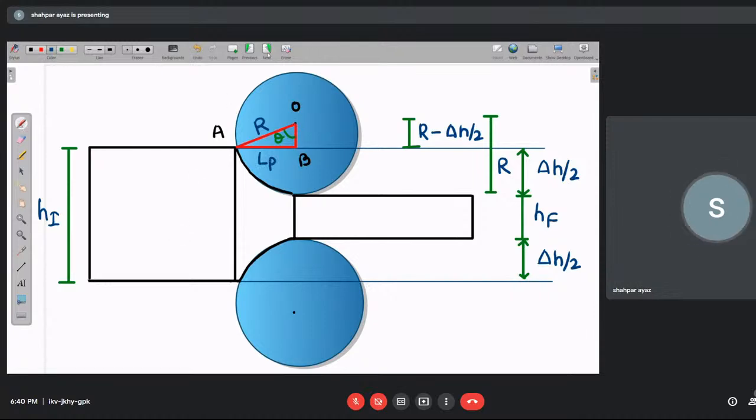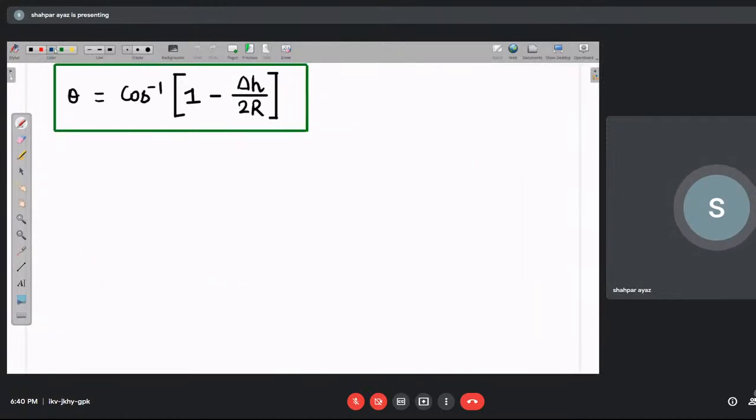So if our objective is to find out the projected length, clear? Projected length is also called arc strip contact length.